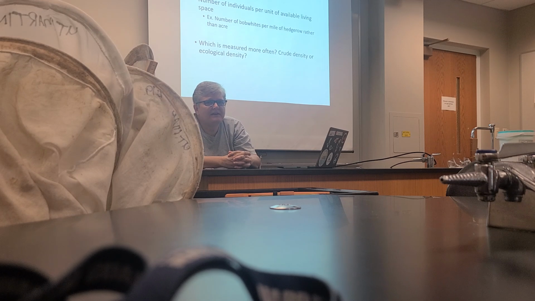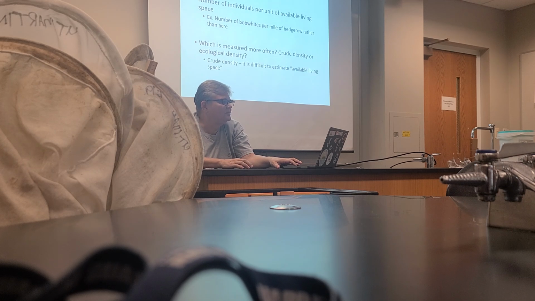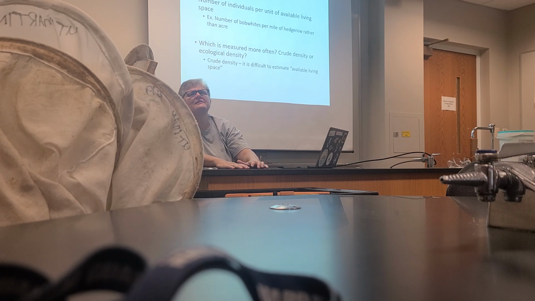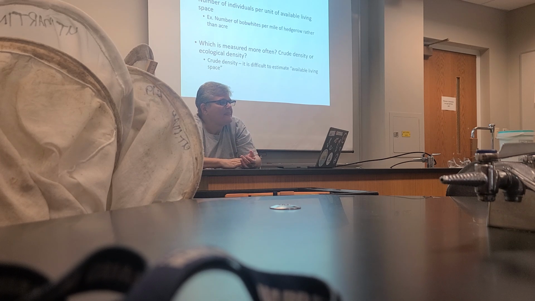I could just go do point counts, right? Park my car on the road, write down what I hear, move on. Not really pay attention to where they're coming from, what parts of the habitat around me they're using. It's a lot easier. And so ecological density is difficult. It is difficult to measure available living space. Therefore, we measure crude density most often. That seems a little confusing now that I'm looking at it. So most often we do crude density because it's really hard to quantify the available living space.